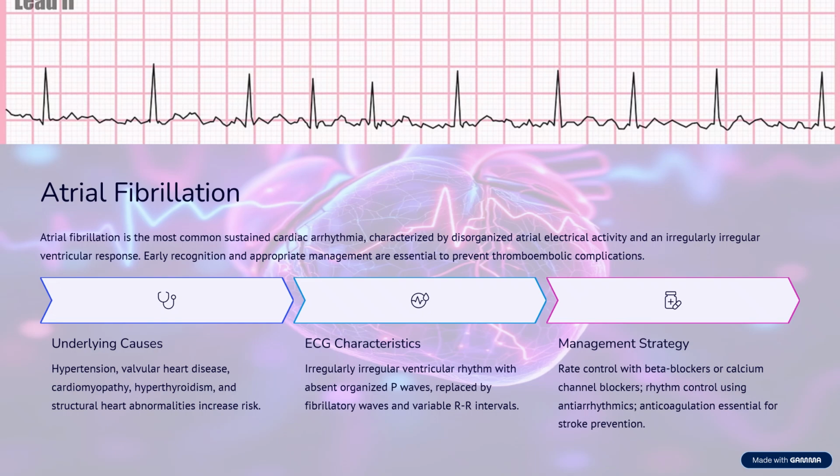One of the most serious complications of atrial fibrillation is thromboembolism, particularly stroke, due to the blood pooling and clot formation in the atria, especially the left atrial appendage.